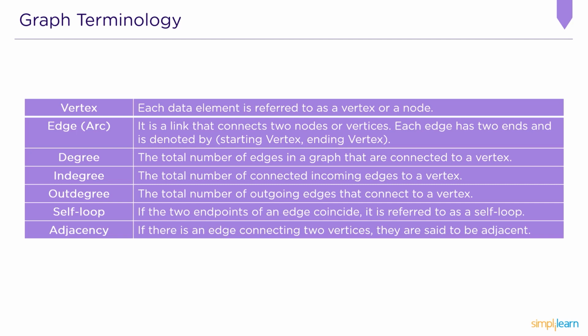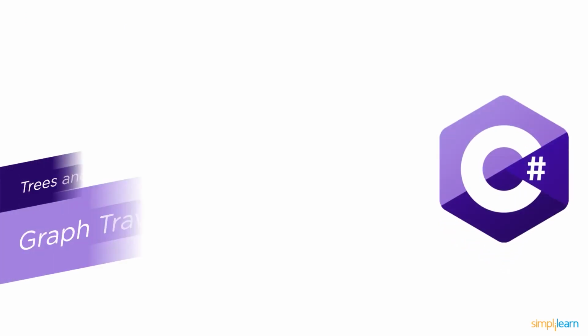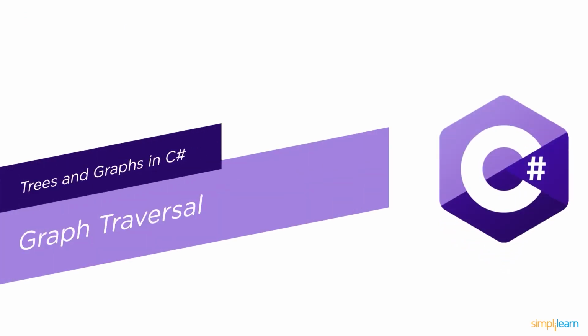Then there's a self loop, which is defined as follows: if the two endpoints of an edge coincide, it is referred to as a self loop. Finally, we have adjacency, which means that if an edge connects two vertices, they are adjacent. And this tutorial also covers graph traversal, which has two types.